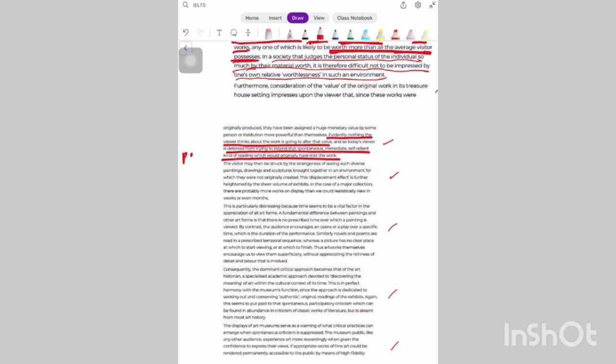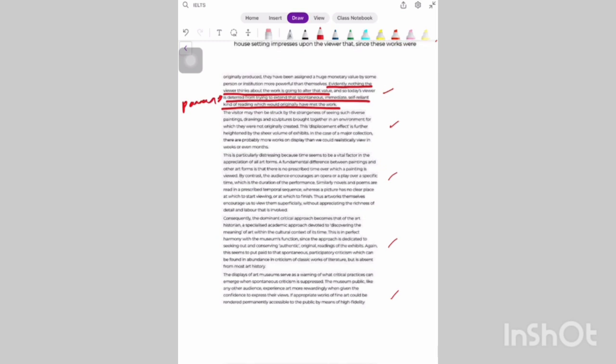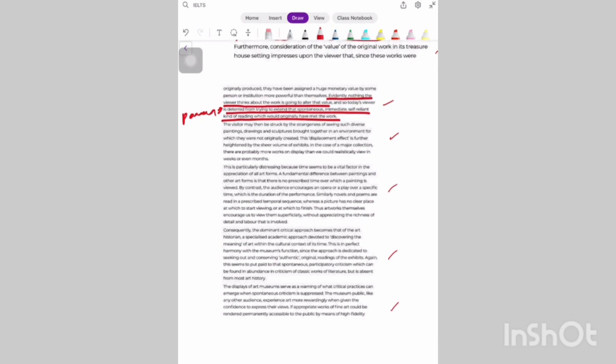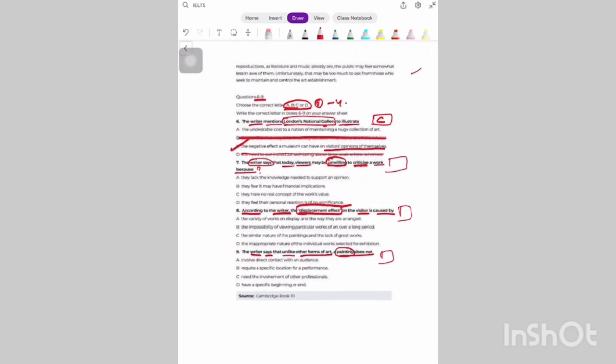So this is where the question is paraphrased, as they are deterred from trying to judge it. Why do they do this? Because they think that the work was originally produced and has a value of some sort, and a person or institute more powerful than the visitor themselves has put a huge monetary value on it. In comparison, the viewer is less powerful. So therefore the viewer does not criticize the work.